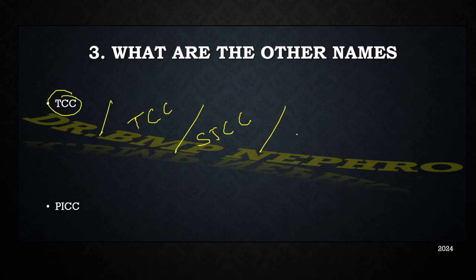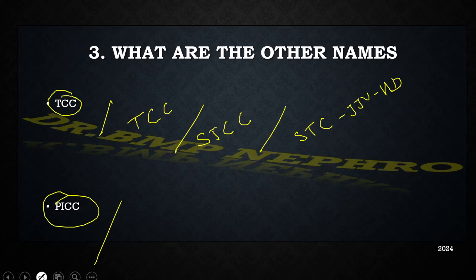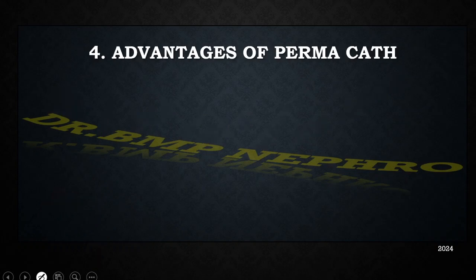If you want to say in detail, subcutaneously tunneled cuffed IJV hemodialysis catheter. These are all the short forms which are used. Some places prefer to use PICC, percutaneously inserted cuffed catheter. So don't get confused with the name or the nomenclature, it indicates the same thing. There is a cuff, there is a tunneling and this catheter is being used for dialysis. That's all. What are the advantages of this permacath?